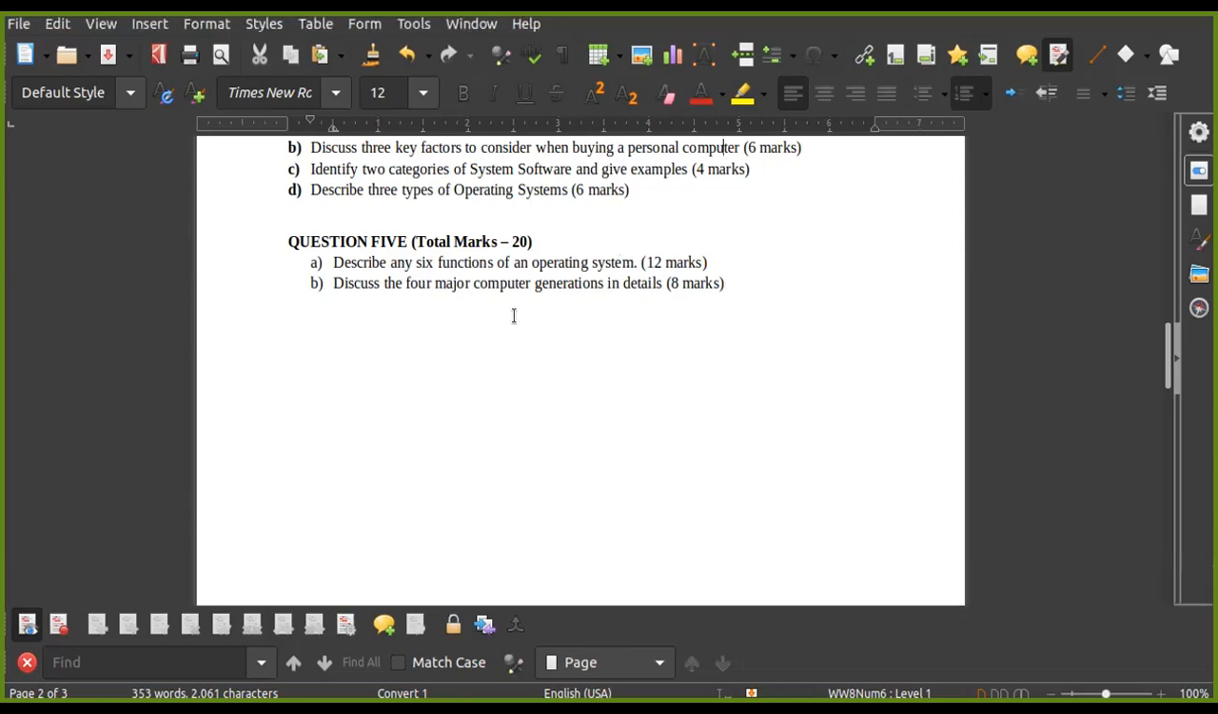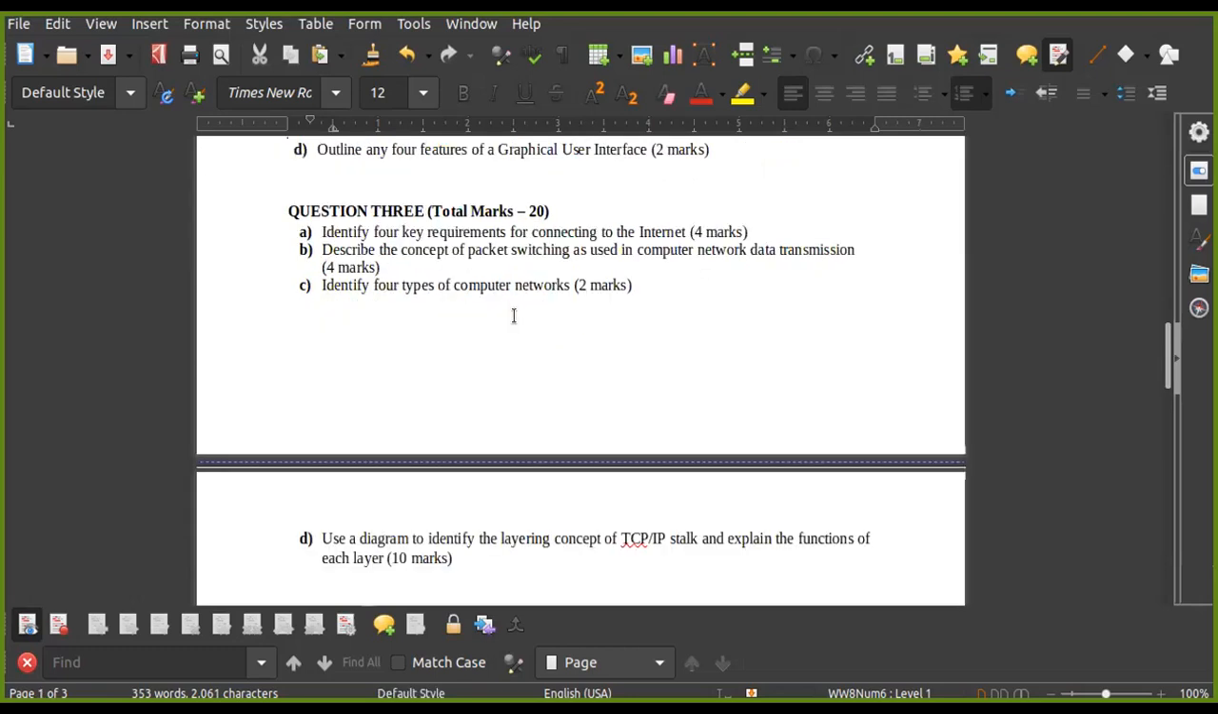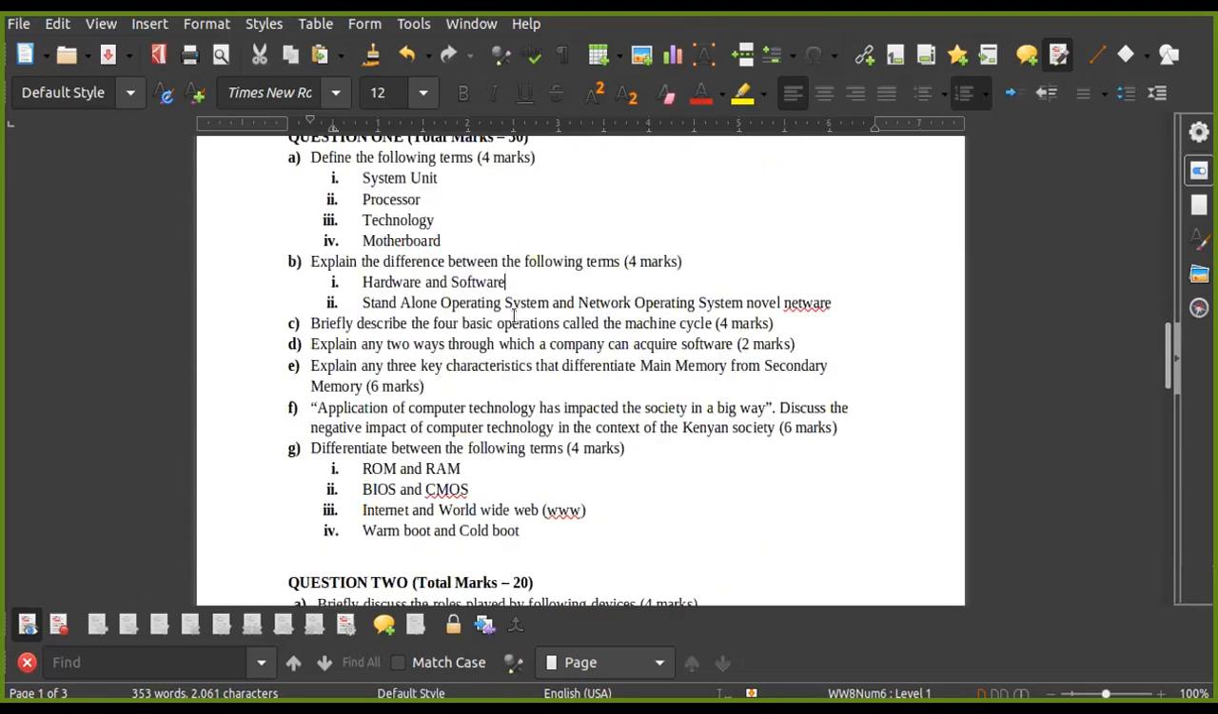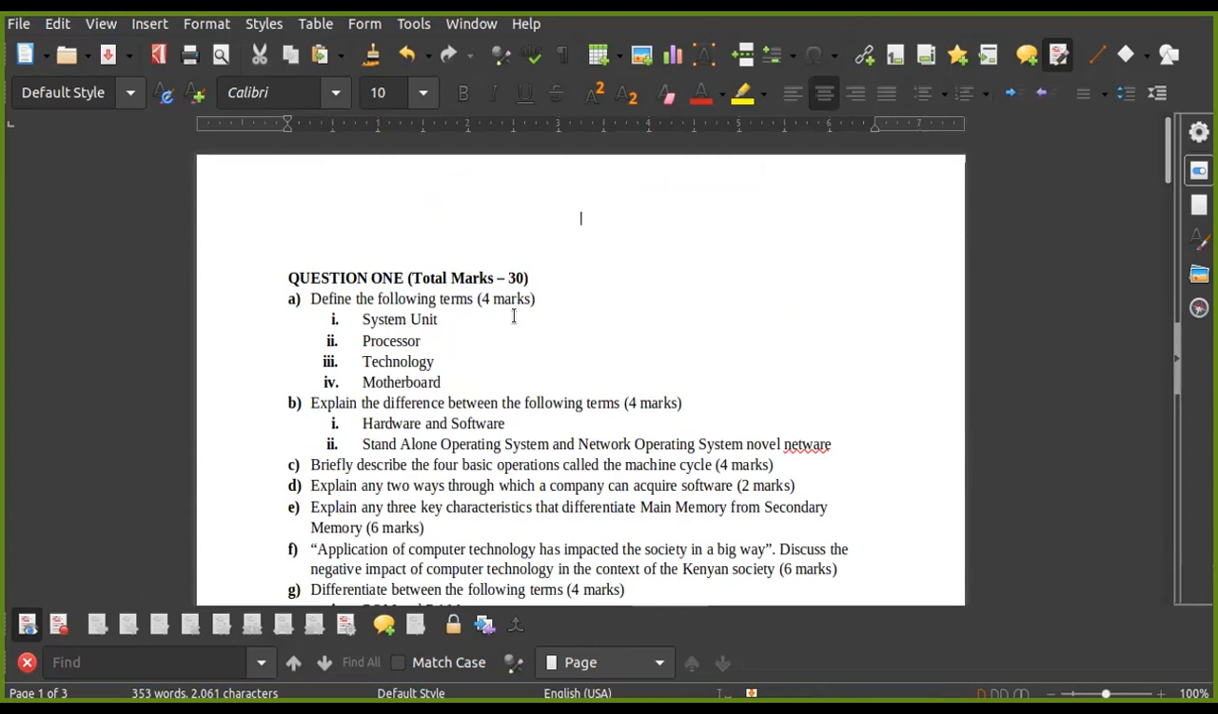So yeah, this is a very good paper. I found it interesting, and take time, just go through it line by line, question by question. Try answering it to the best of your ability. Yeah, and I think it is an important one. So let's go to the next one.